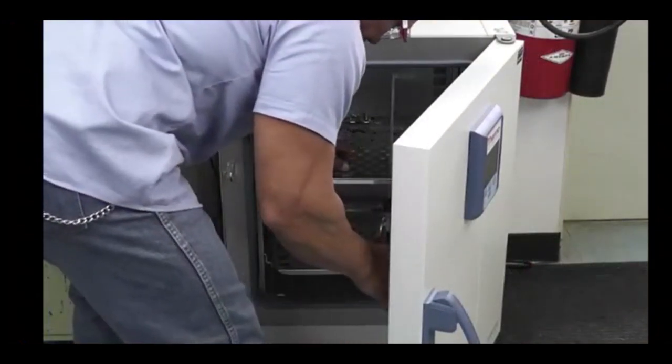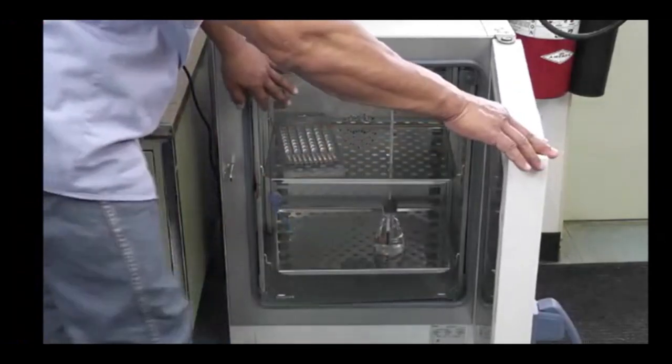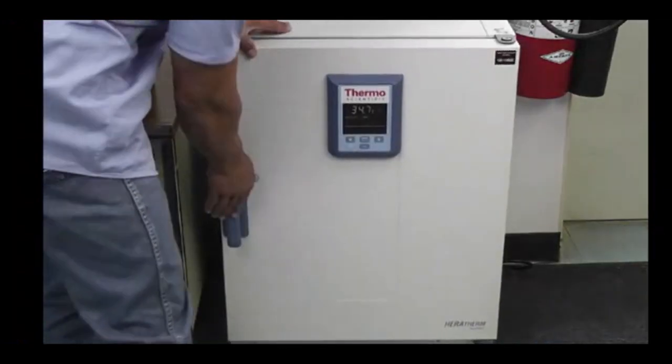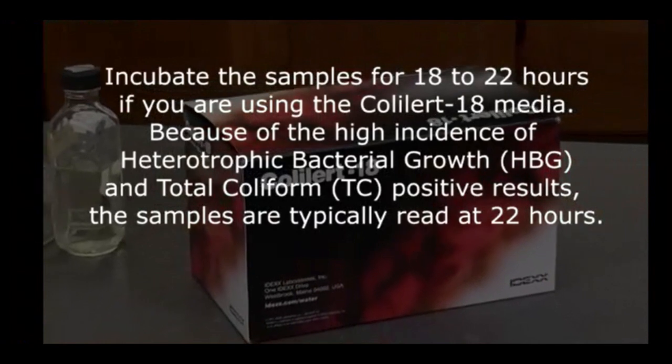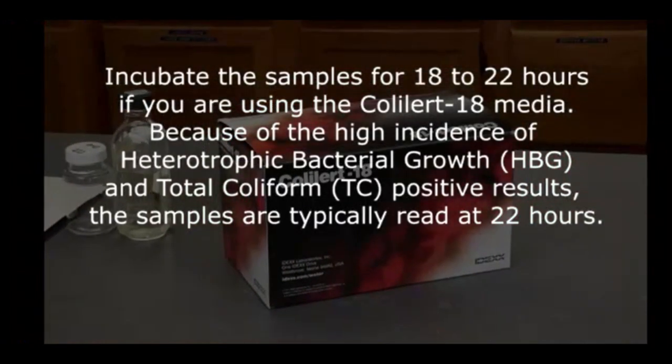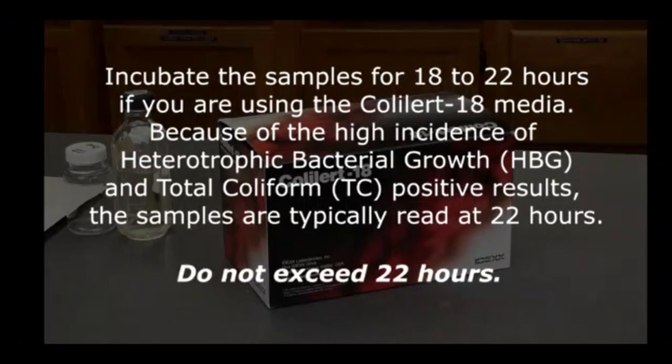Place sealed sample trays into the precision incubator with the temperature set to 35 degrees, plus or minus 0.5 degrees centigrade. The incubation time begins when the samples are placed inside the incubator. Incubate the samples for 18 to 22 hours if you are using the Colilert-18 media. Because of the high incidence of heterotrophic bacterial growth, or HBG, and total coliform, or TC, positive results, the samples are typically read at 22 hours.